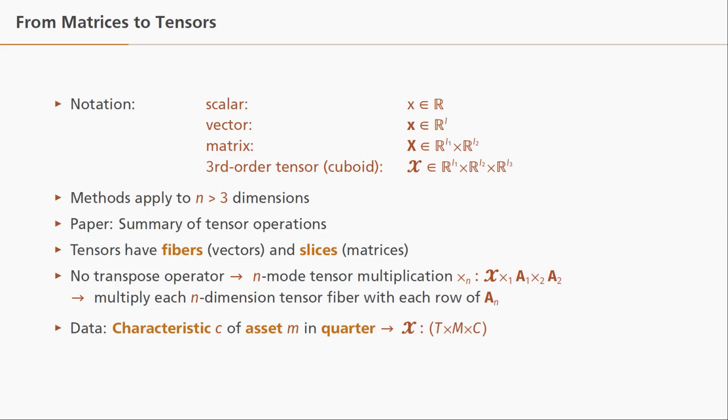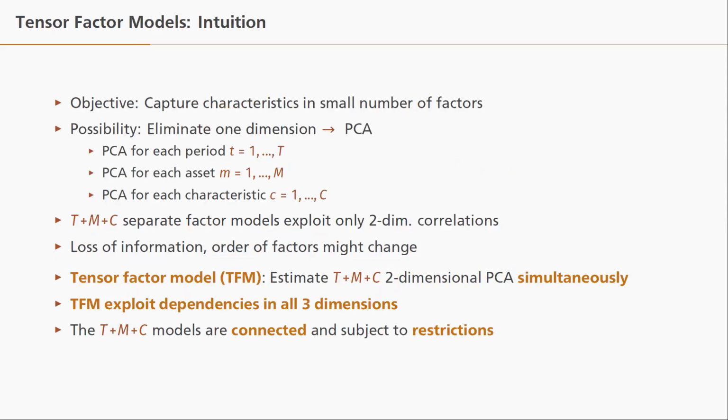So the data is again three-dimensional: characteristic C of asset M in quarter T. So it should be T here. So what is the intuition of this tensor factor model? Well, the objective is to summarize the information in a small number of factors.